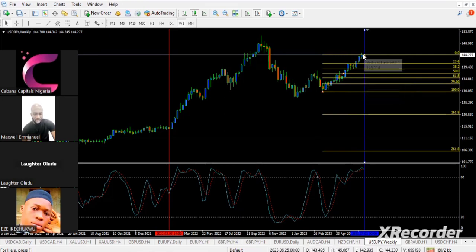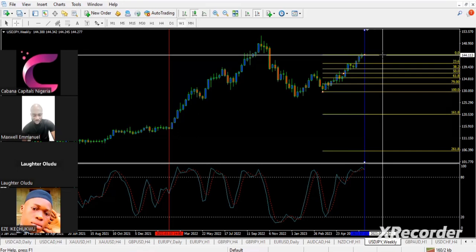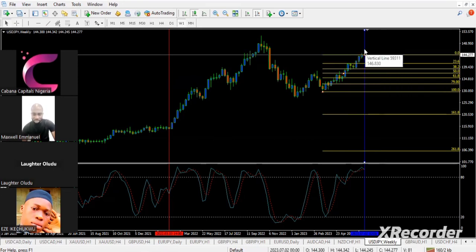If I decide to buy at this level and there's a possibility for price to get to level 50, and I want to set my stop loss a few pips below level 50, let's see the risk involved. You can see this is above 600 pips. Why would you want to take such risk? It does not make sense. So you can't buy USD/JPY. Wait for a pullback before you buy.